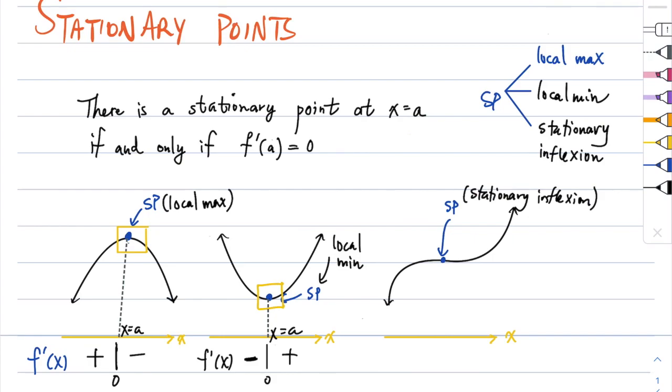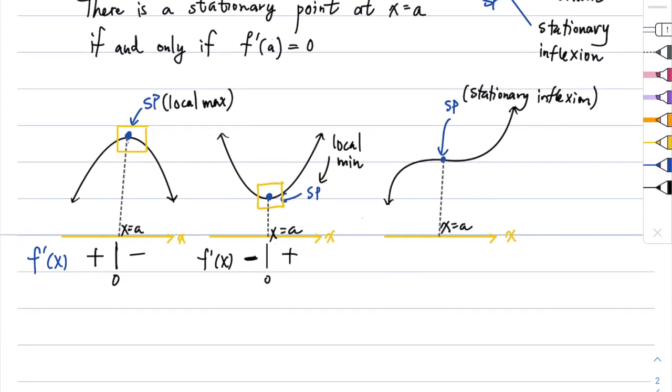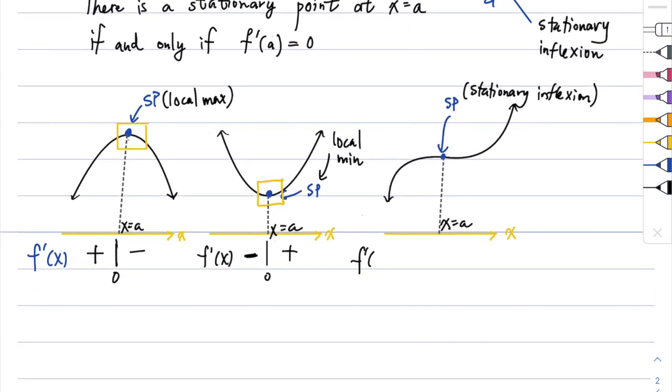So again, let's drop down the x coordinate here. Let's say that the stationary inflection occurs at some x equals a. And let's try and determine what the first derivative's sign will look like. To the left of the stationary point, the derivative is positive. At the stationary point, it's 0. And to the right, it remains positive still. So we're going to have positive, 0, and then positive.